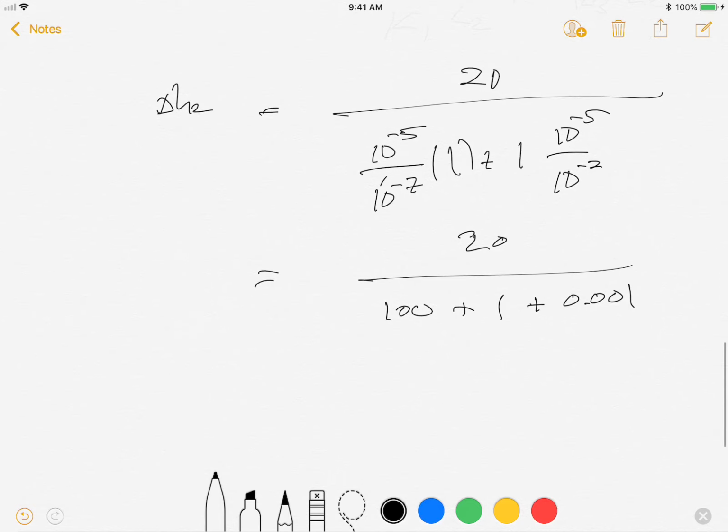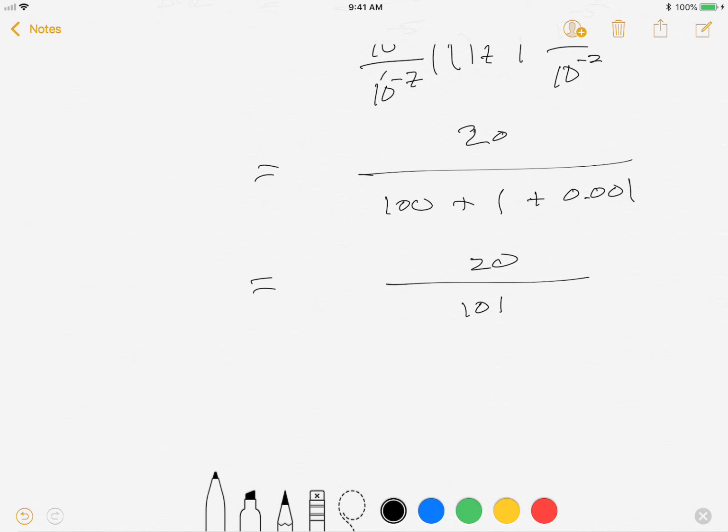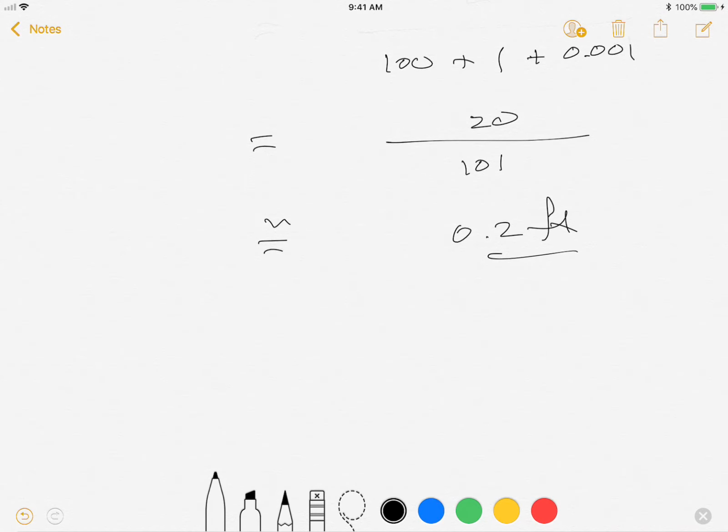So what does this mean? That means that we've got 20 divided by essentially 100. But we'll say that this is going to be 101. And so the drop is going to be about 0.2 feet. So out of those 20 feet, only about 0.2 is being dropped through that middle layer. So now we can solve for those other 2 drops.